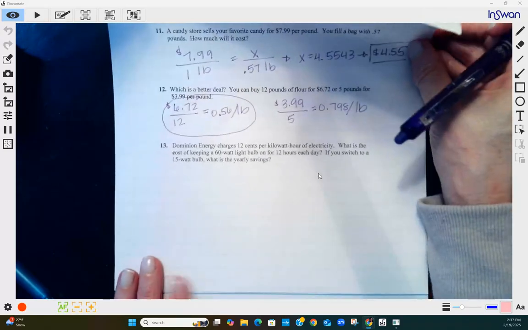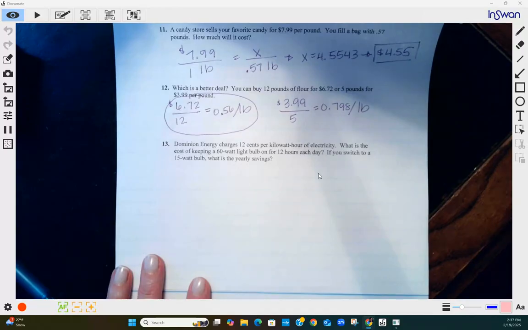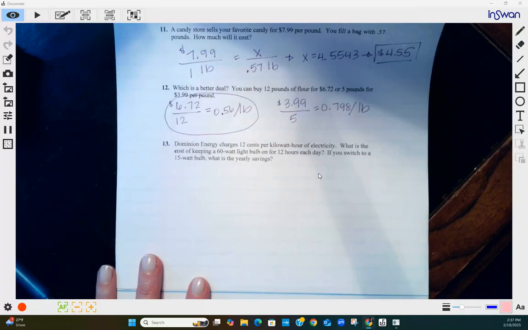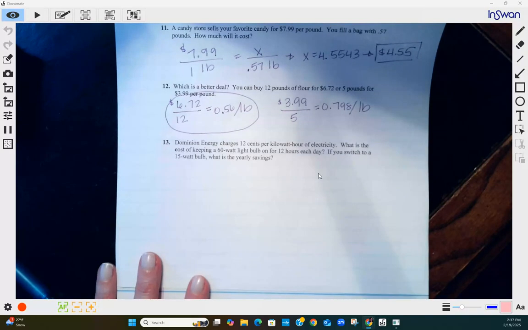All right. Lastly, Dominion Energy charges 12 cents per kilowatt hour of electricity. I don't know if that's the actual charge currently or not. What is the cost of keeping one 60-watt light bulb on for 12 hours each day? If you switch to a 15-watt bulb, how much would you save?